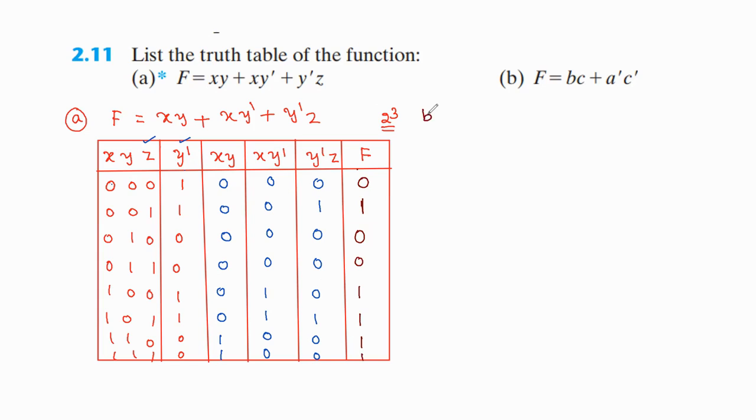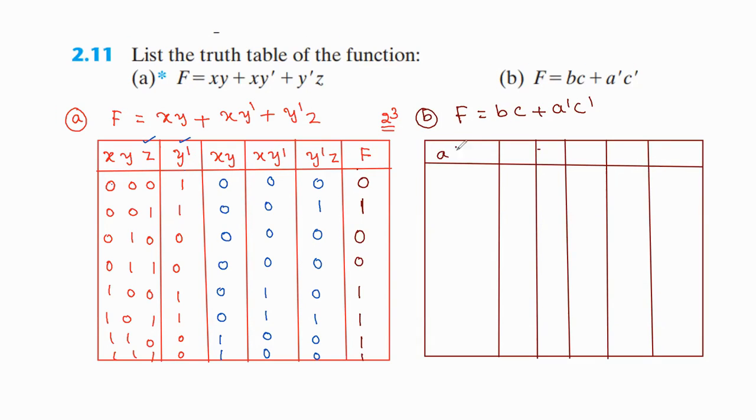Similarly, we should develop the truth table for the B bit. B bit is read as f equal to bc plus a dash c dash. Again we have 3 input variables a, b, c, and the output variable is f. Now we develop the truth table. First we find the values of a dash and c dash, then the bc product value, then a dash c dash. Finally we find f.